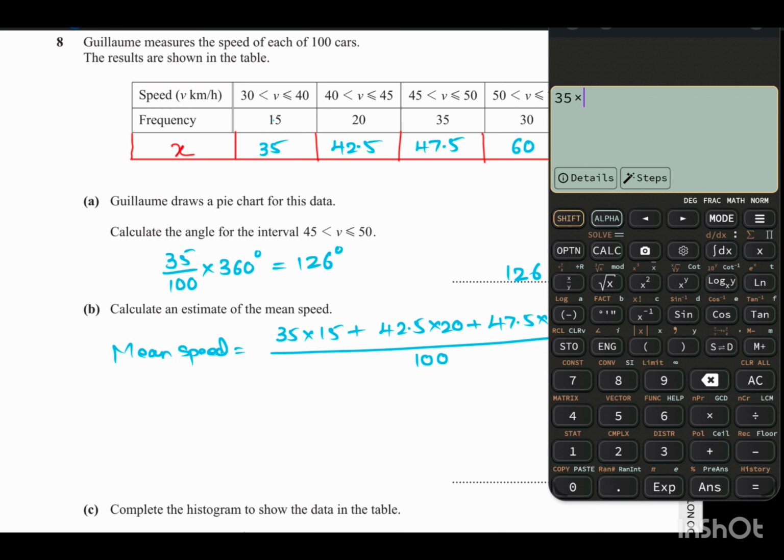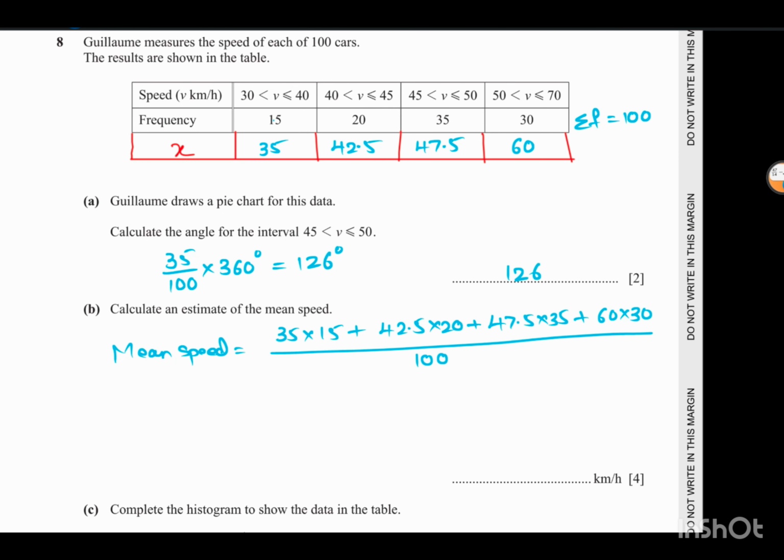Let me take the fraction button. 35 into 15 plus 42.5 into 20 plus 47.5 into 35 plus 30 multiplied by 60, all divided by 100. That gives 48.375. So 48.375 kilometers per hour will be the mean speed here. They are asking for speed, so we'll write kilometers per hour.